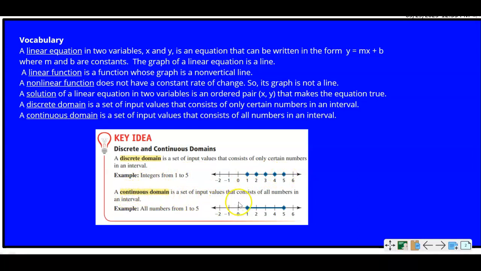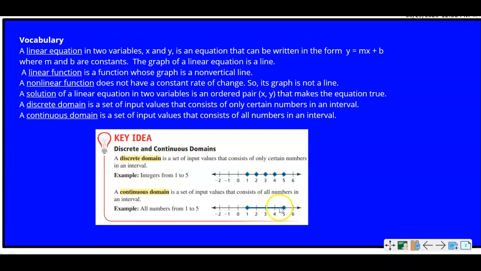A continuous domain is a set of inputs that consists of all numbers in an interval. So if you see a solid line shaded here with the two endpoints included, that means all numbers between 1 and 5 are included. So if you think what numbers are between 1 and 5, the integers are represented here on the number line, but think about all the numbers between 1 and 2. There's 1 and a half, there's 1 and 1/4, there's 1.7, 1.1, 1.6, 1.67, 1.888.